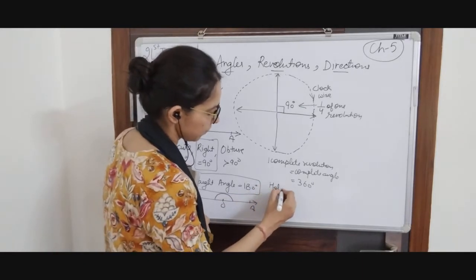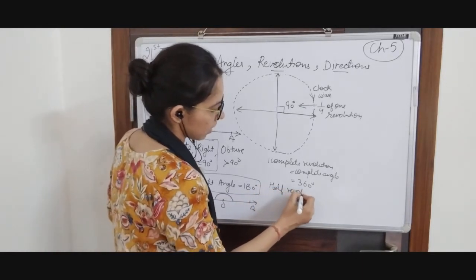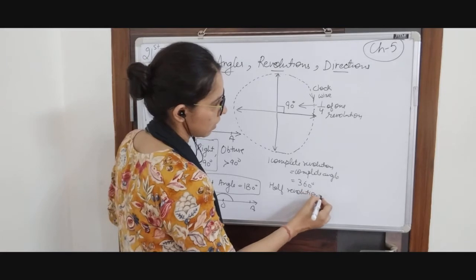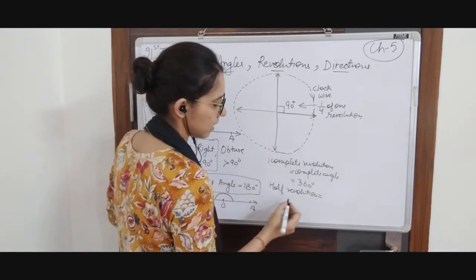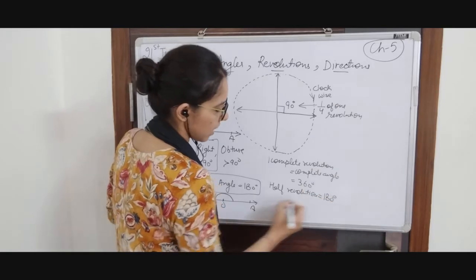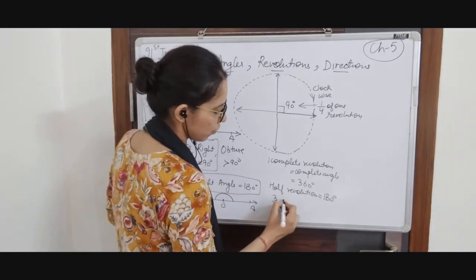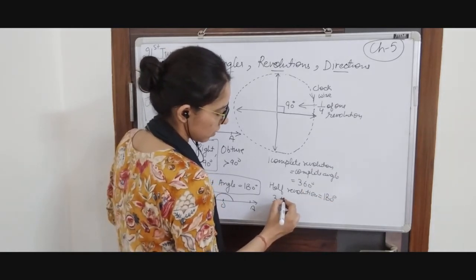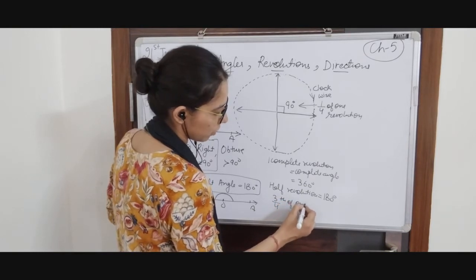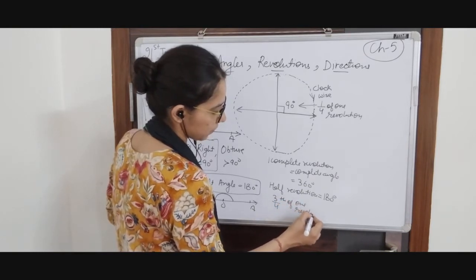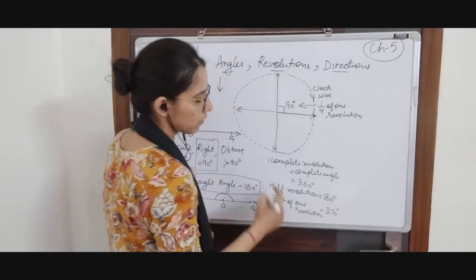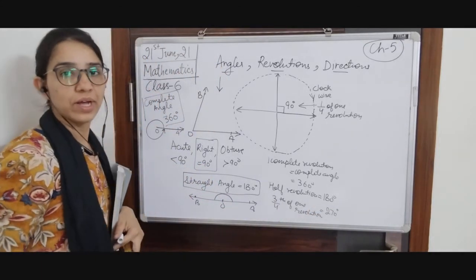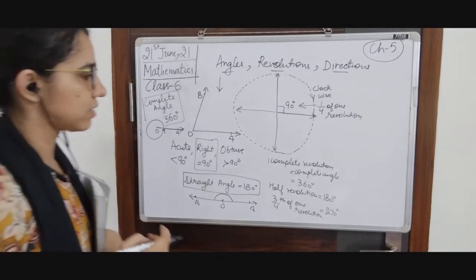One fourth is 90 degrees, complete is 360, half is 180, and 3 by 4th of one revolution will be 270 degrees. This we will be using in our advancing exercise.